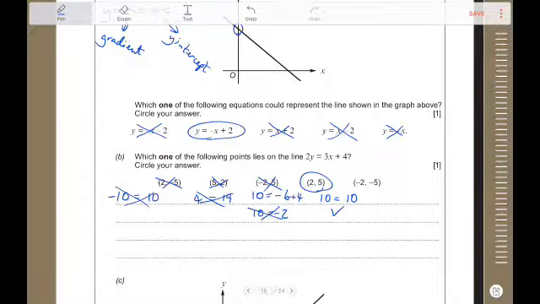So that's what you do, okay? Substitute your x value and your y value into the equation from this point. If the left-hand side equals the right-hand side, then that point lies on that line. Okay? Let's look at part C.